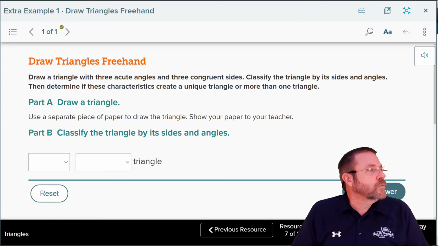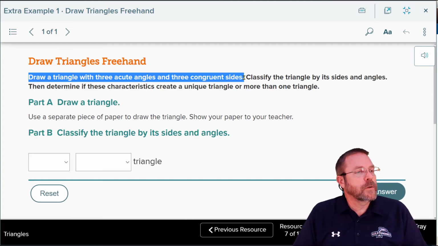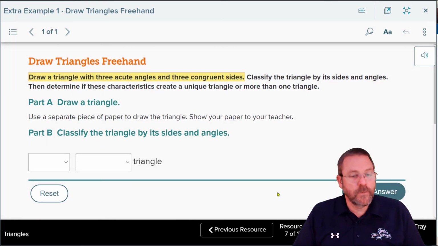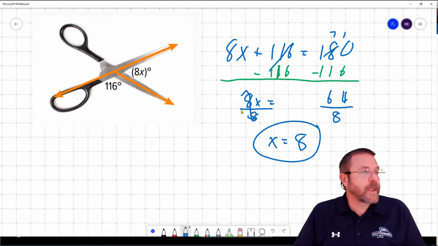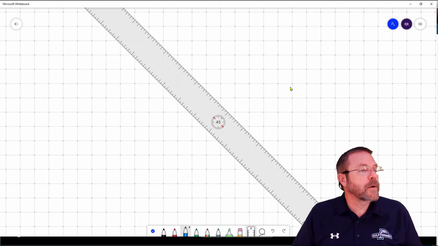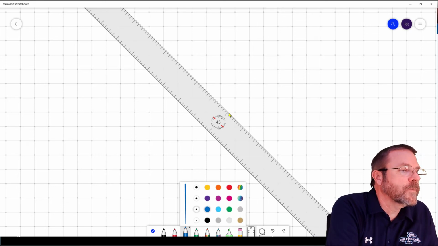Next, they want you to draw your own triangle freehand. We're going to draw a triangle with 3 acute angles and 3 congruent sides. That means we're going to be drawing an acute equilateral triangle, and then you're going to do all that classifying stuff that we did before. So let's see how bad my drawing skills are, because I know they're really bad, but I may be able to help it out if I use a straight edge here. I'm going to have to come up with 3 acute angles, or 3 equal side lengths.